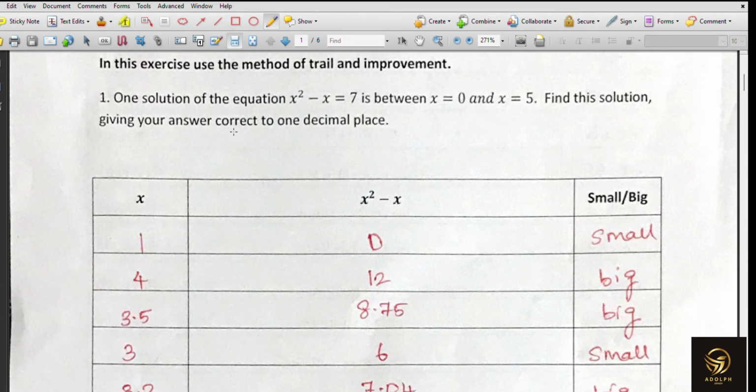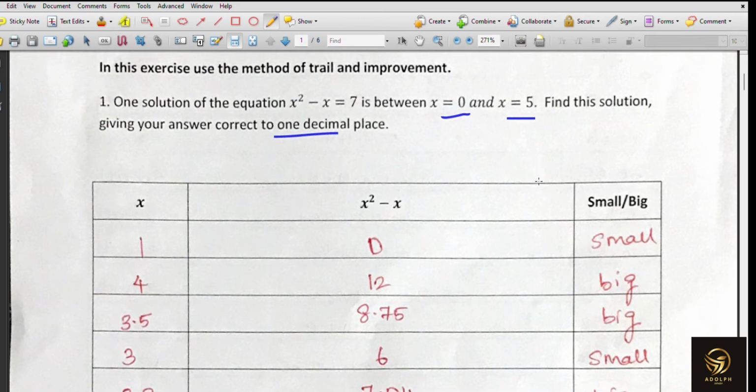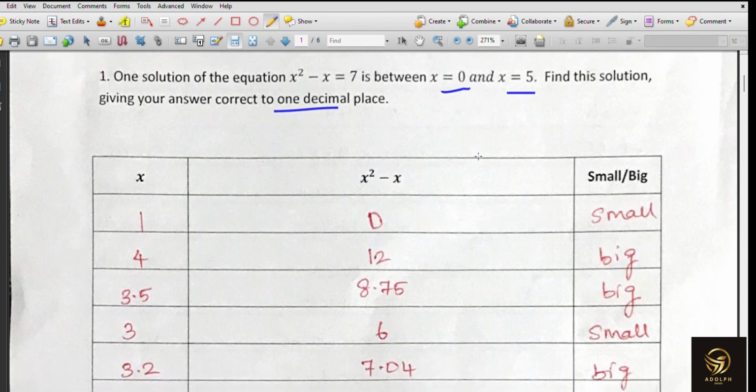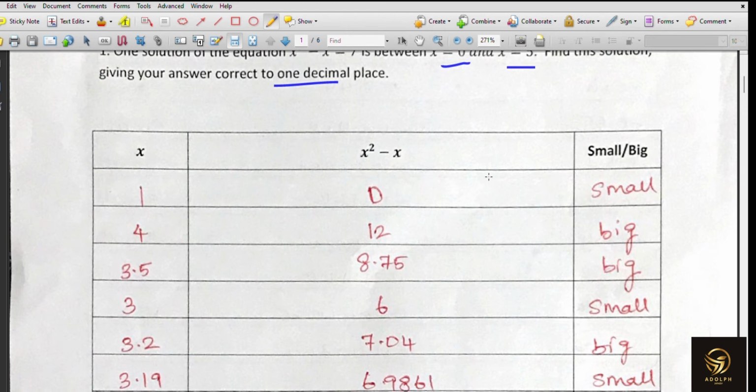So the question is: one of the solutions of the equation x squared minus x equals 7 is between x equals 0 and x equals 5. Find the solution. Give your answer correct to one decimal place. So this is the weapon that I'm going to use. First of all, we'll see how we have to solve this question. So x squared minus x, that value should be equal to 7.